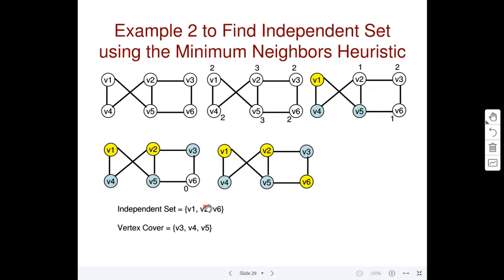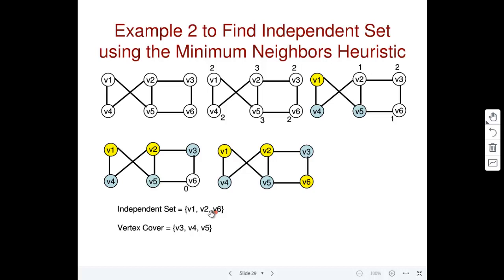So we include V2 as part of the independent set. When I include V2, it covers V3. That means V6 is by itself not covered, so it has 0 uncovered neighbors, and that's the only uncovered vertex in the graph. So it has to cover itself by becoming part of the independent set. So V6 is now part of the independent set. This is an independent set of size 3, and that's what is determined by this heuristic.